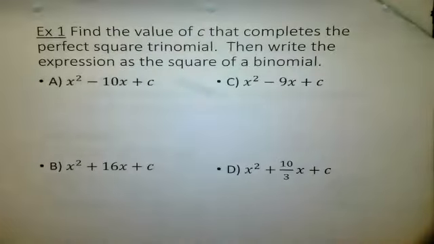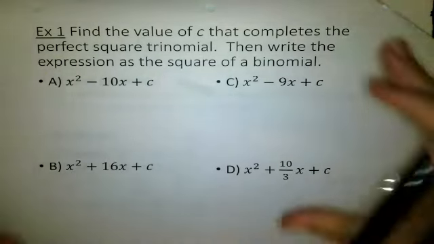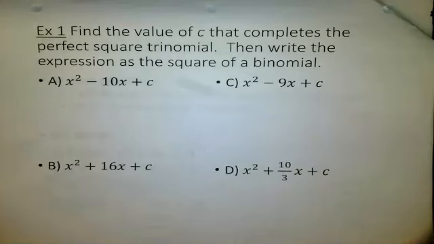Find the value of C that completes the perfect square trinomial. Ladies and gentlemen, today on your worksheet, don't follow the worksheet directions, follow my directions. So you're doing what we're doing in class, what you're doing in notes. Find the value of C that completes the perfect square trinomial. Then write the expression as the square of a binomial. Lots of vocabulary words in there. I hope that you use those words.